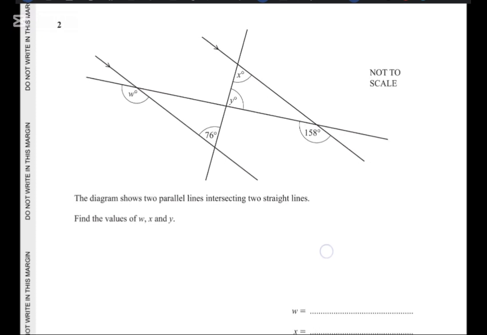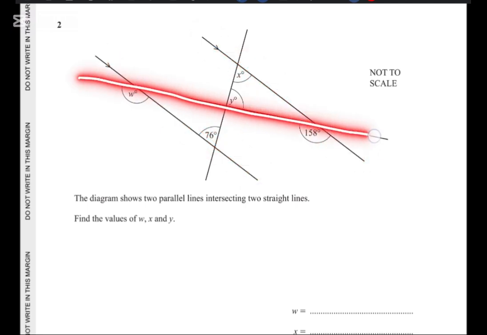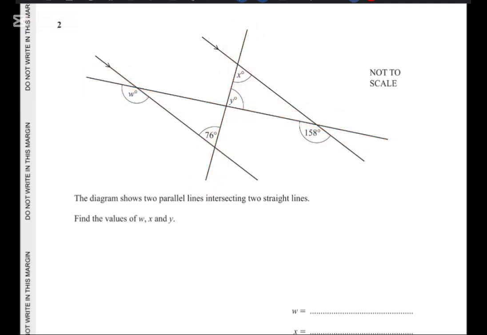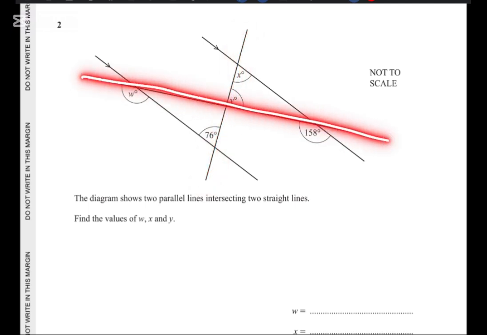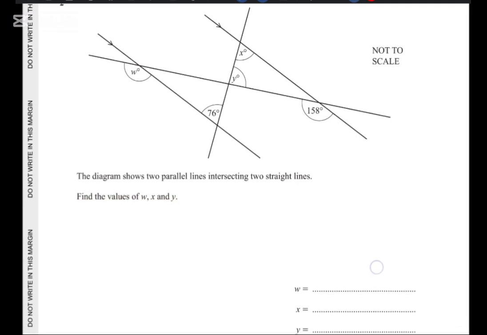Question 2. The diagram shows two parallel lines intersecting two straight lines. There are two parallel lines, so these two are parallel lines, and two lines which are straight and intersecting these two parallel lines. So these two are transversals for these parallel lines. Now they asked us to find the values of w, x and y.